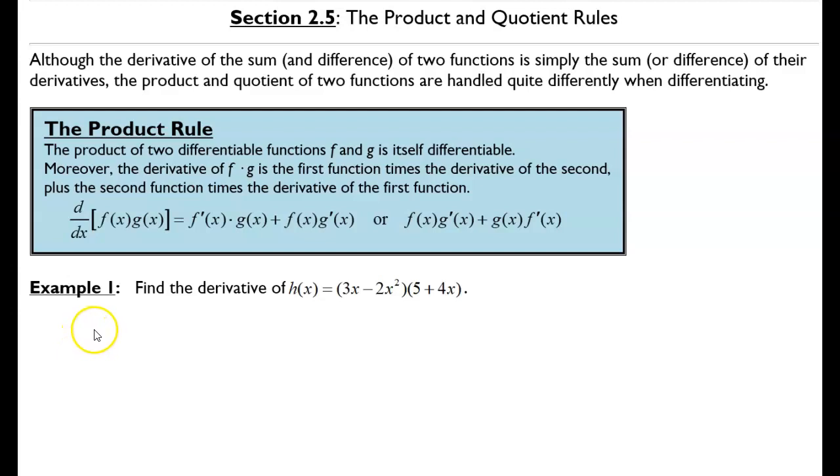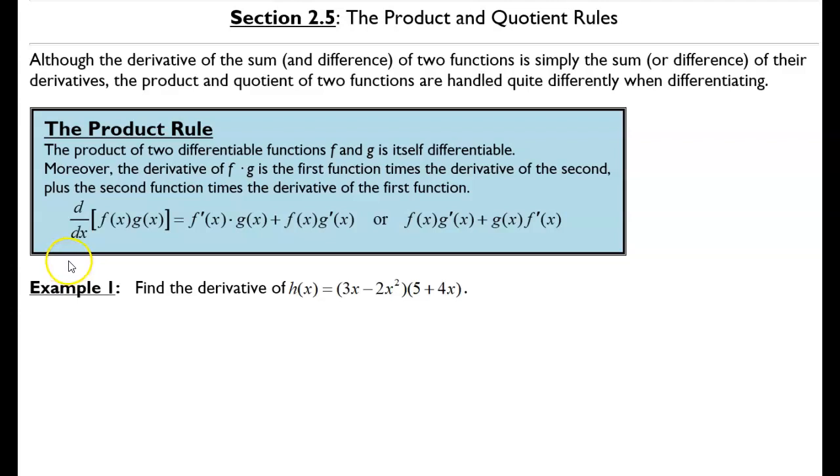In section 2.5, we'll be going over the product and quotient rules. So we've already taken derivatives of sums and differences of two functions, and when we did that, we just simply added or subtracted their derivatives. But when we have products or quotients of two functions, we have to take the derivative a little differently.